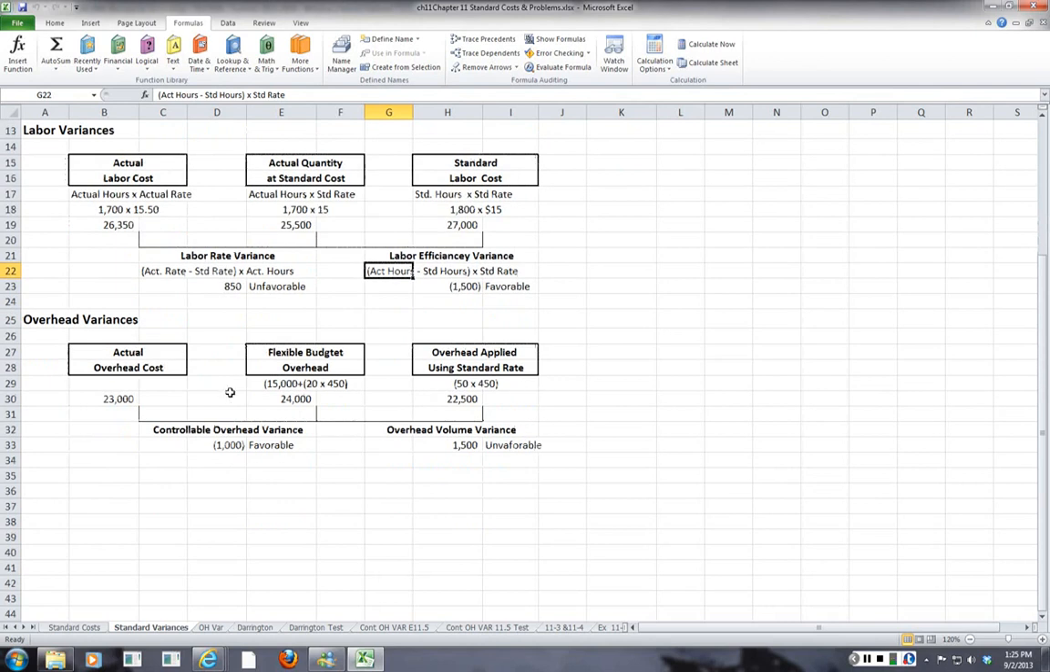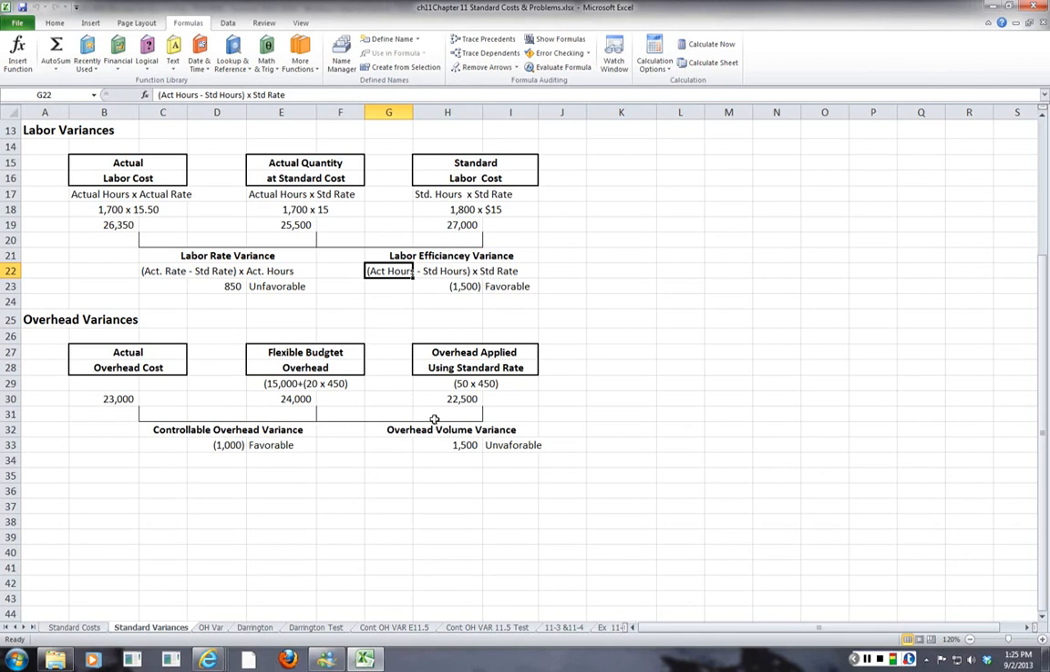Now let's look at the overhead variance. The actual overhead cost is compared with the flexible budgeted overhead, and the difference between those two comes up with the controllable overhead variance. If actual overhead is, in this case, $23,000, and it's compared with the $24,000 associated with the flexible budget, the difference is $1,000, and it's favorable because the actual overhead cost is lower than the flexible budget overhead.